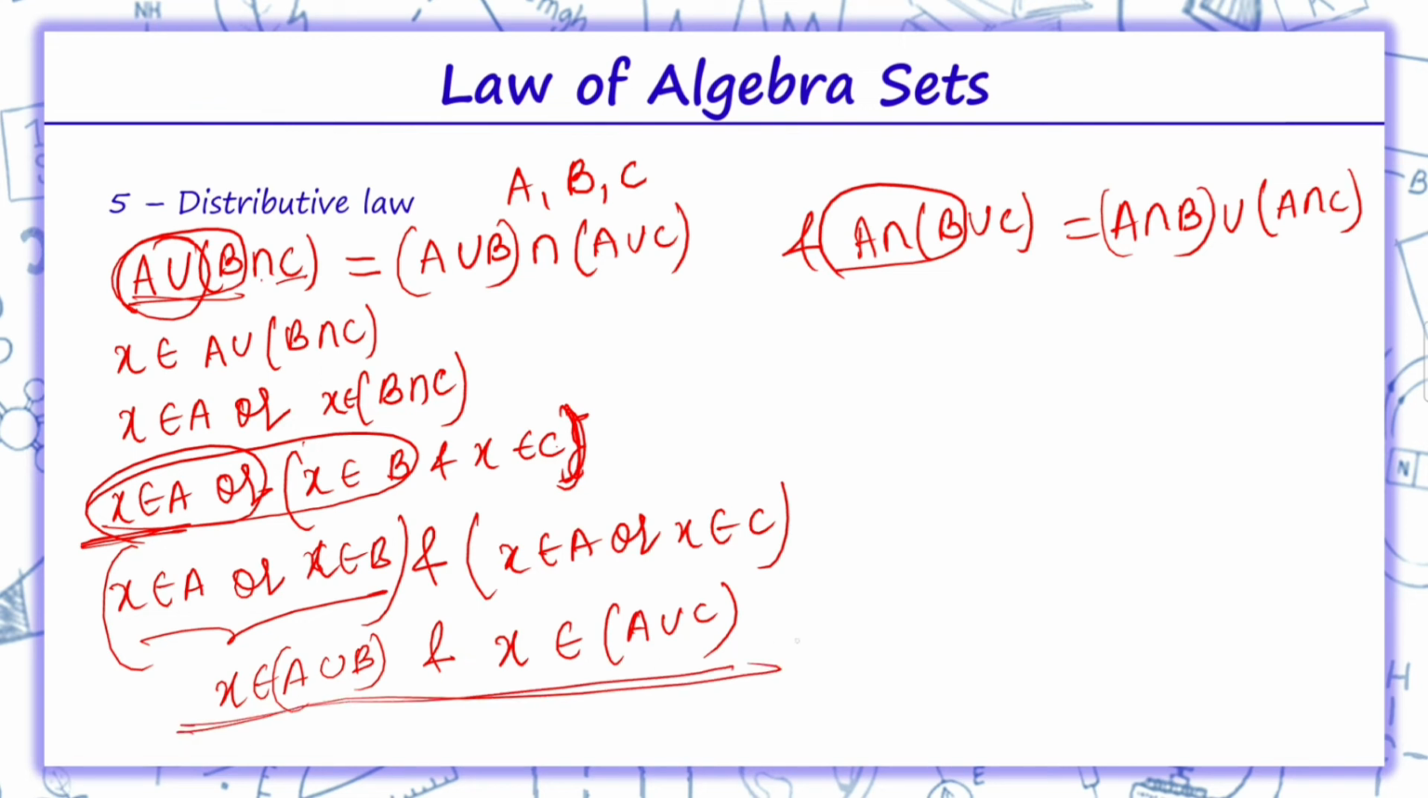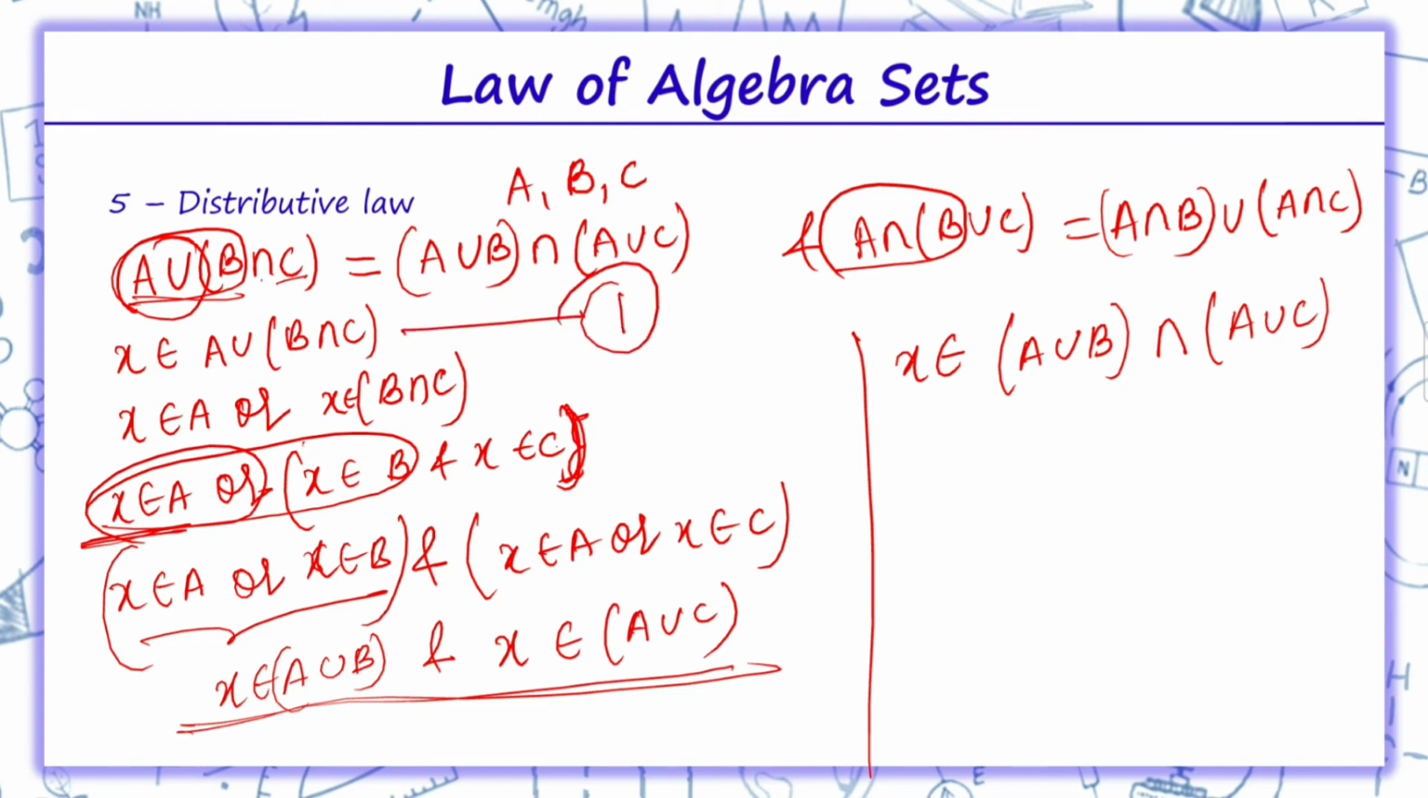On combining these both equations, we'll get X belongs to A union B intersection A union C. So this is our first equation and this is second. Thus, we got A union B intersection C is A union B intersection A union C.